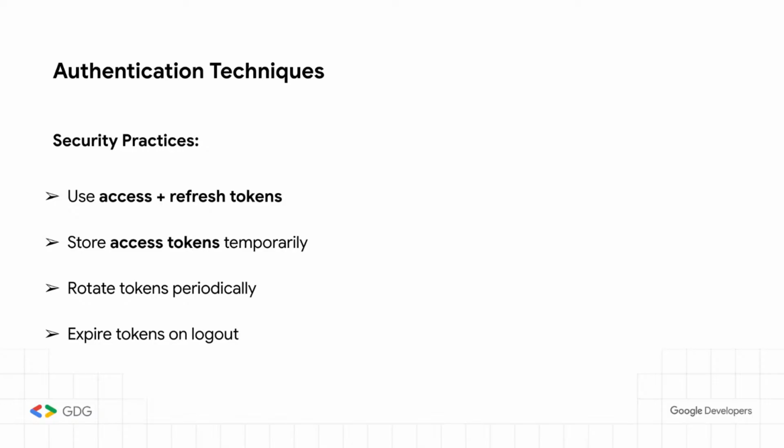And it is also important to rotate the tokens periodically, which means do not stick to the same access token for a very long time. For some applications, this can be 15 minutes. For other applications, this can be 1 hour, 1 day, or 1 week. It depends from application to application.